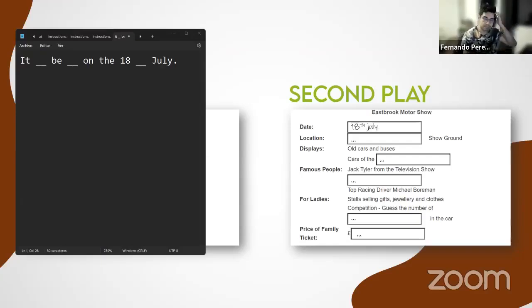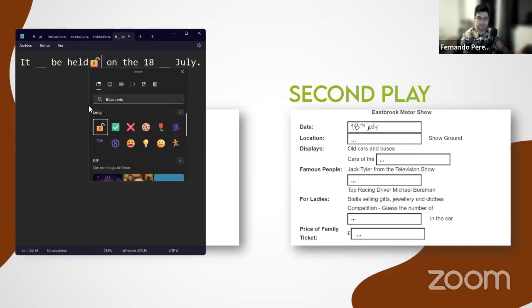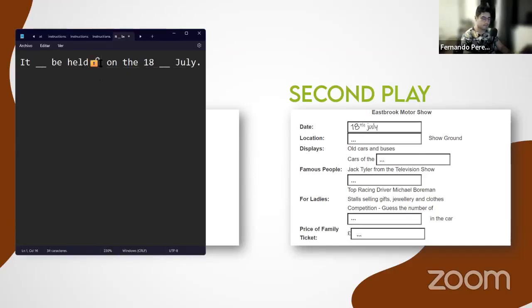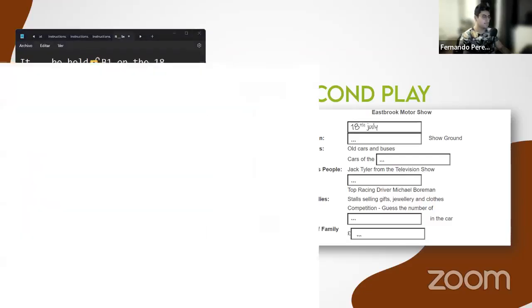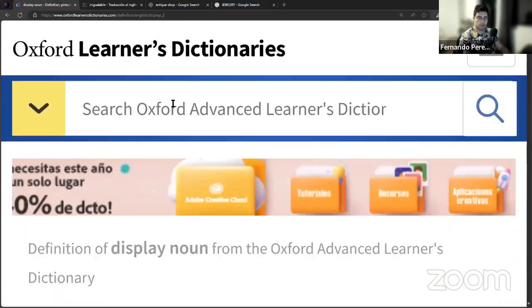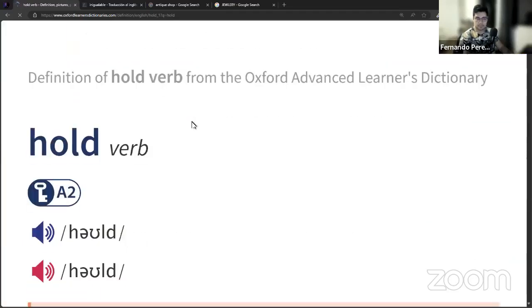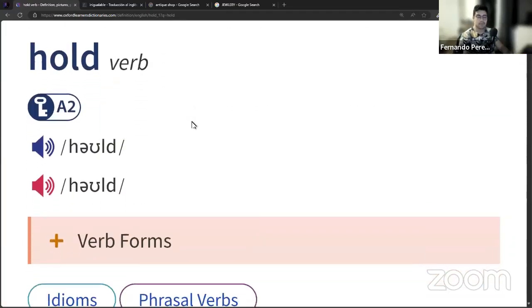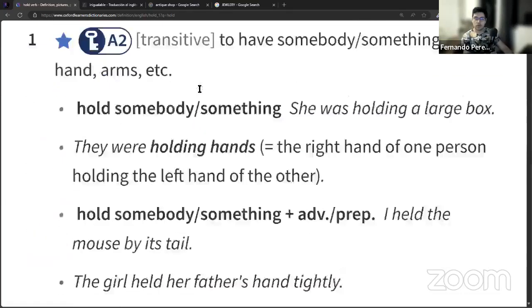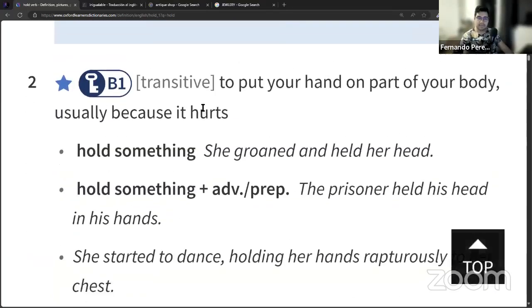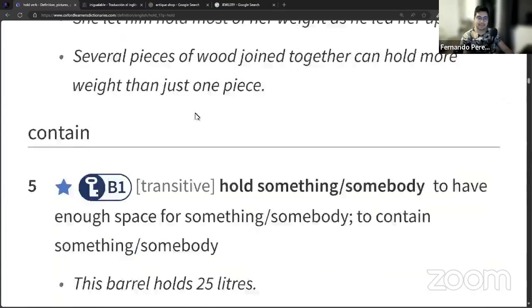So the complete answer, I'm gonna give you one word, and you are gonna complete with the rest. The word that we have here is the word held. The word held is the past of hold. And we saw in previous classes that the word hold can be used in past participle to talk about events.